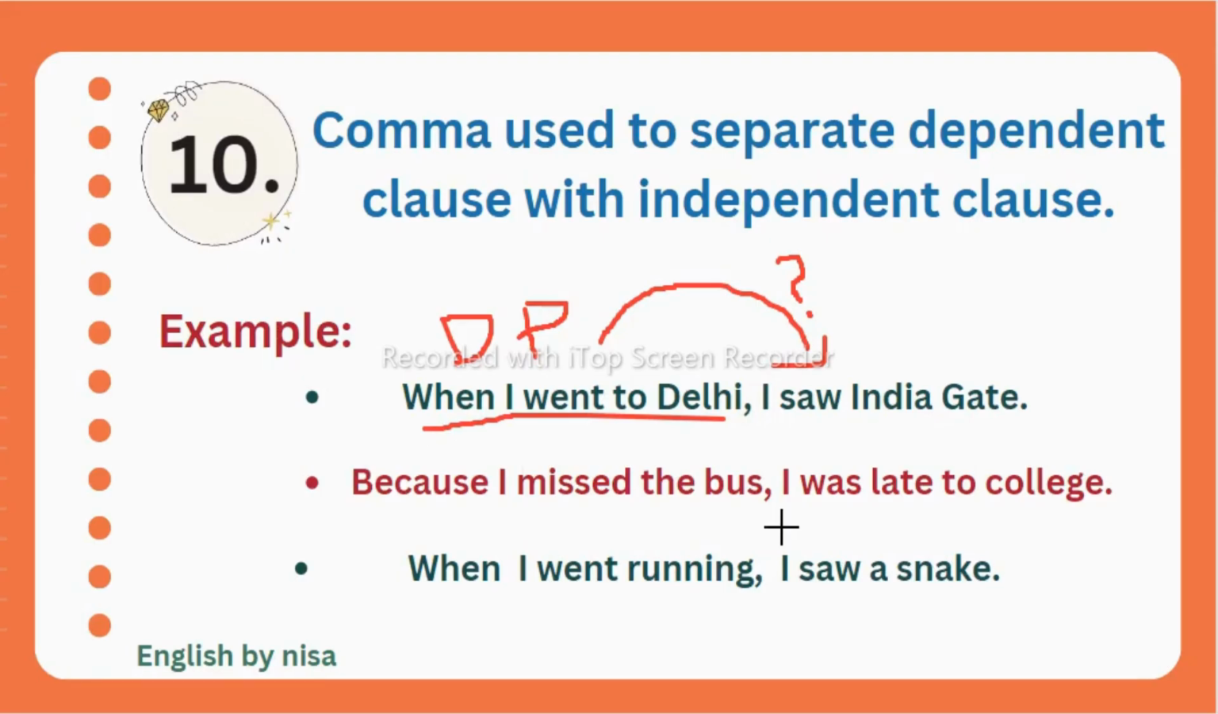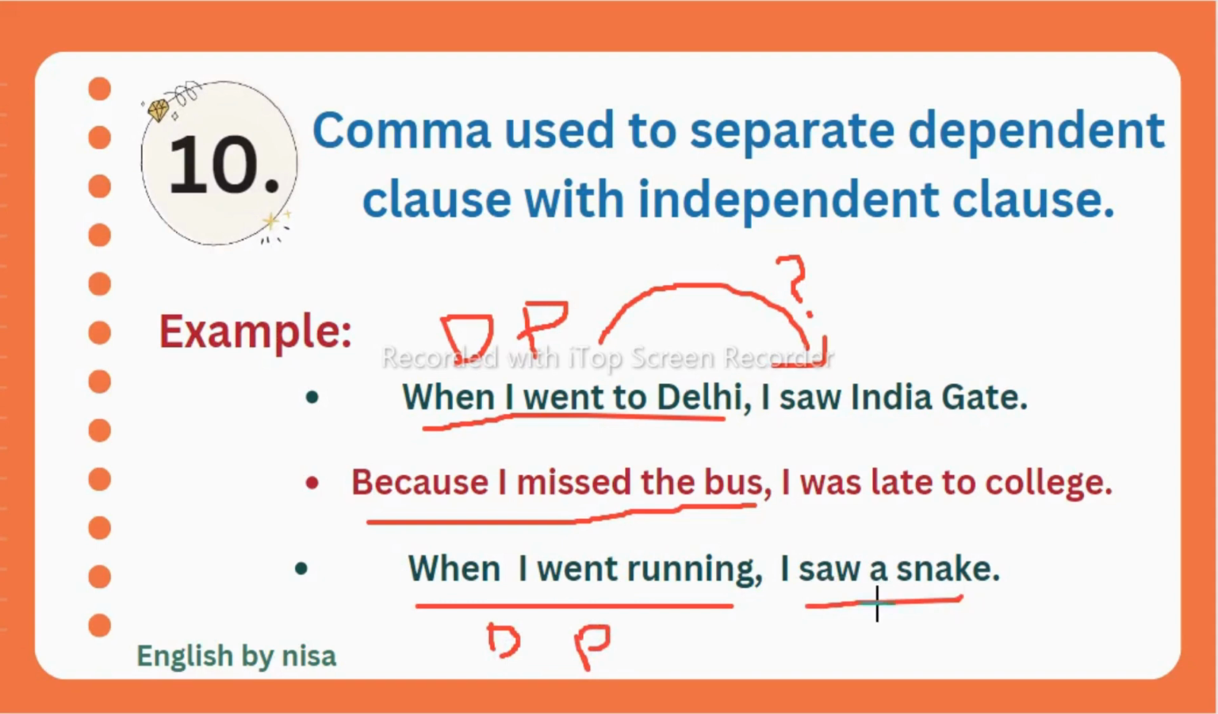Because I missed the bus. Again we have a dependent clause. That's why we put a comma. So what happened after you missed the bus? I was late to college. When I went running. This is also a dependent clause. What happened when you were running? I saw a snake. This second one is the independent clause. So that's why, to separate a dependent clause from an independent clause, we need to put a comma. Now let's move to the next one.